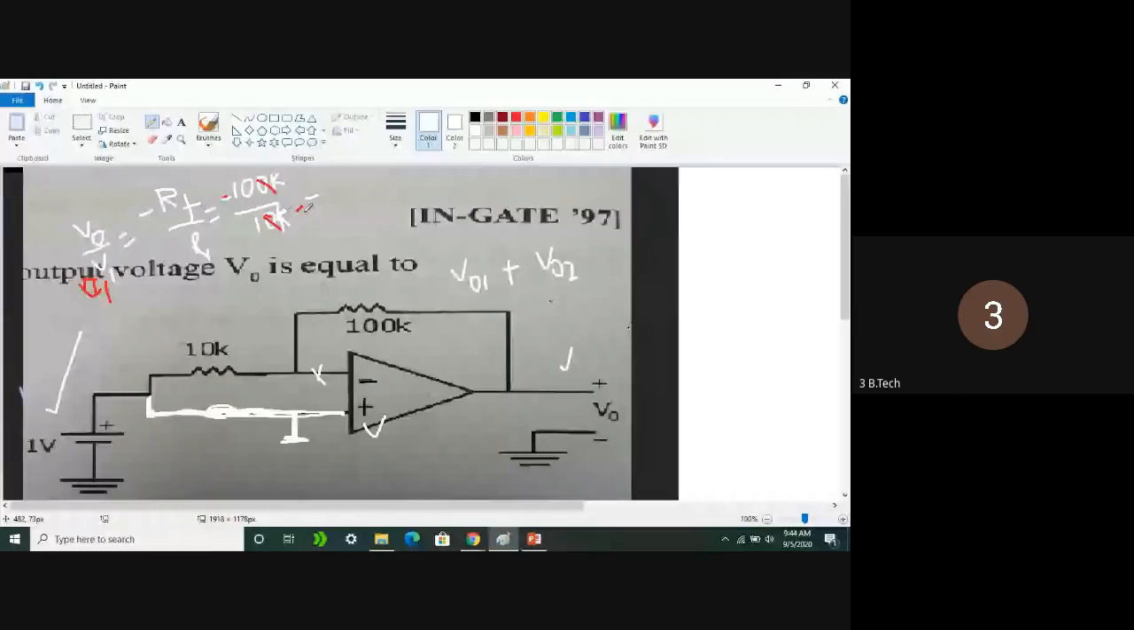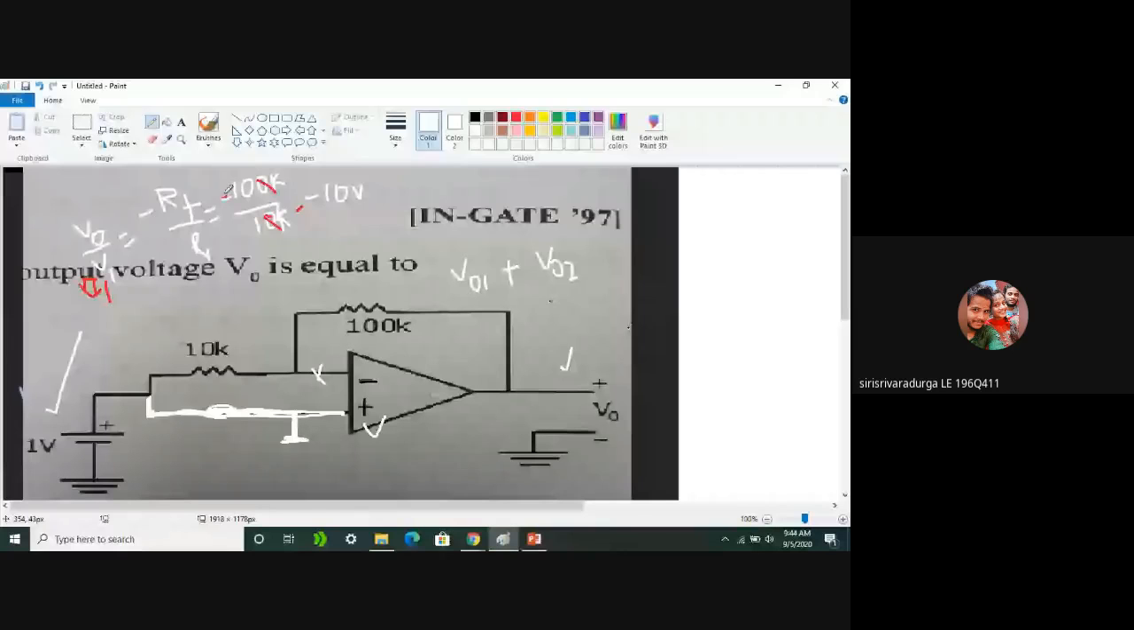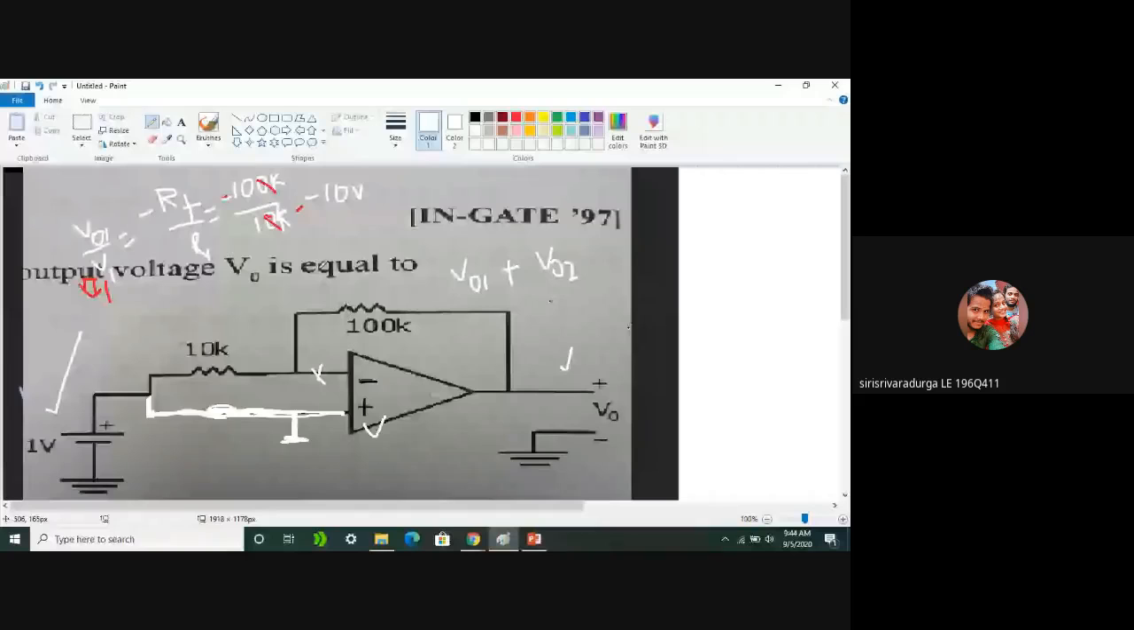This is what we get when applying at the inverting terminal only. So everyone note down. Let it be V01. So V01 will be minus 10 volts. Okay, I am removing this one. Everyone note down quickly.